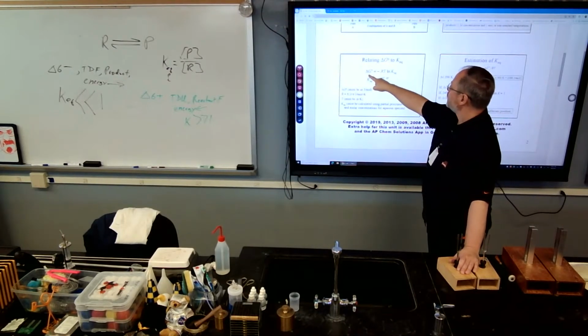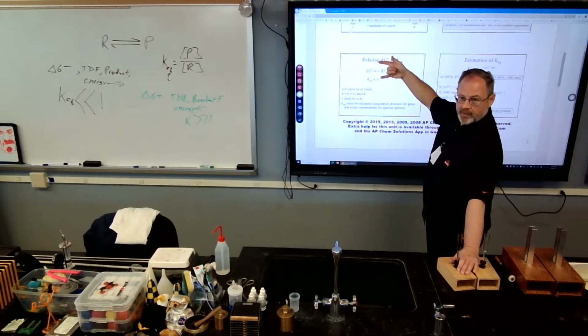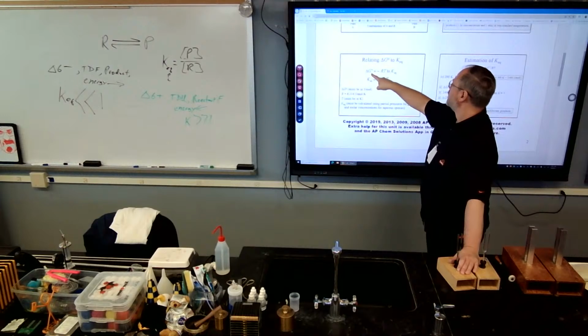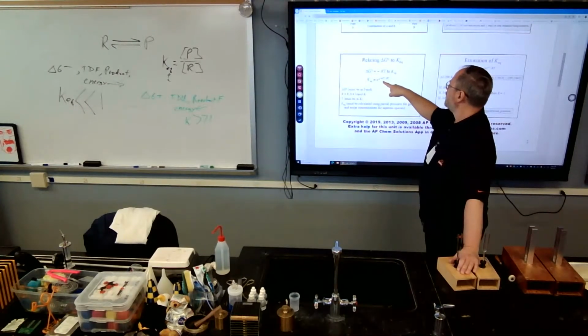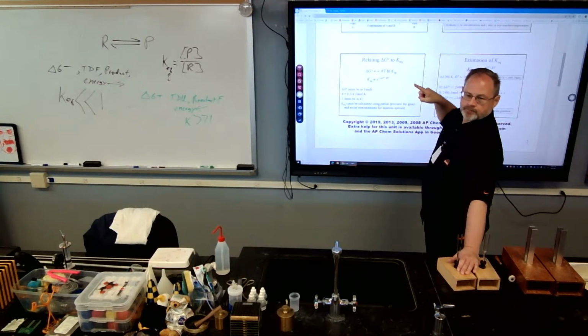You divide both sides by negative RT, and then you invert the logarithm. You do the anti-logarithm. So you can see delta G divided by negative RT becomes this. The anti-logarithm of the natural log is e to that thing.